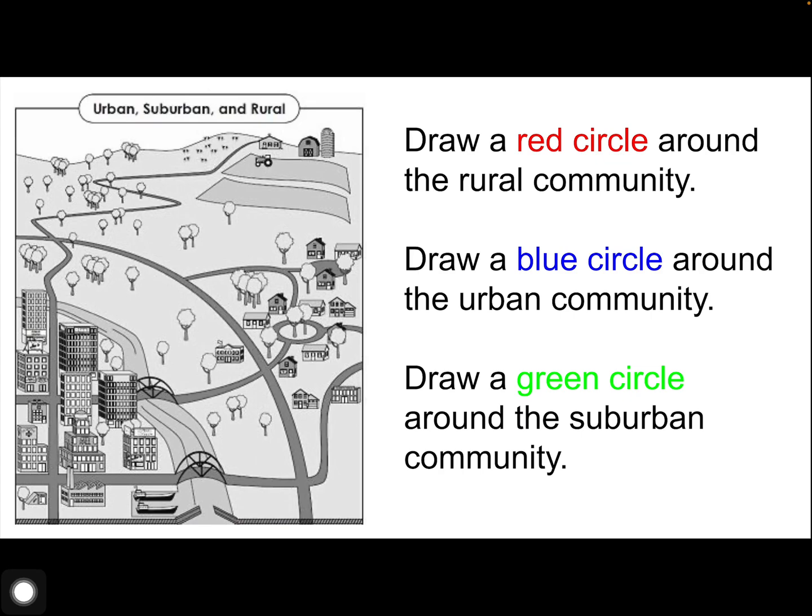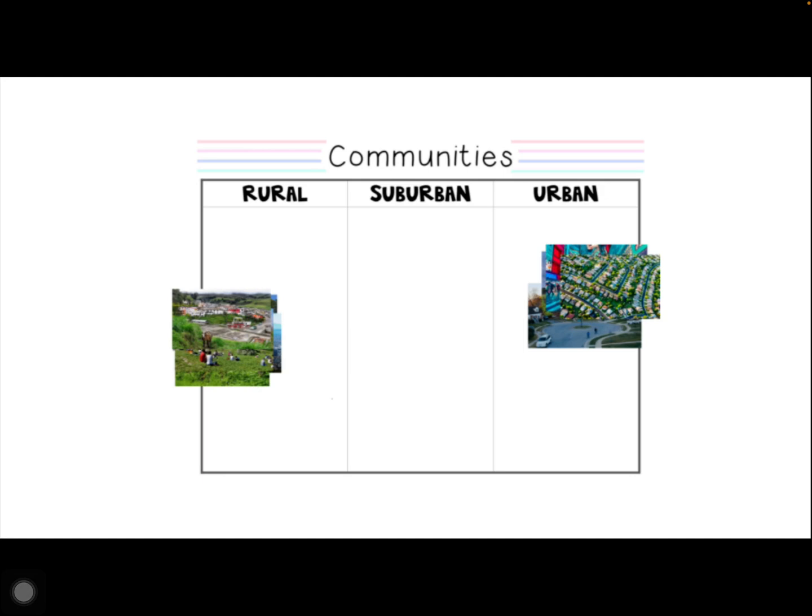But what about a green circle around the suburban community? Well, here we can see the suburban community is between the rural and the urban. It's all that space in between filled with lots of neighborhoods and houses. On your seesaw activity, you're going to see lots of pictures that you will have to move to the correct place. And tell me, is it a picture of a rural community, a suburban community, or an urban community? Have fun.